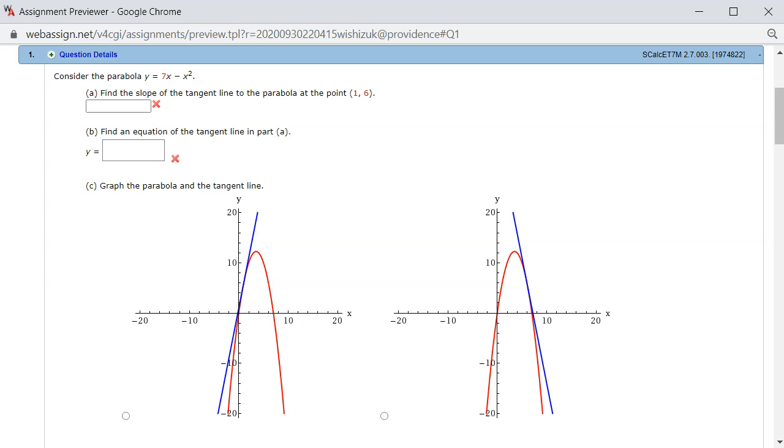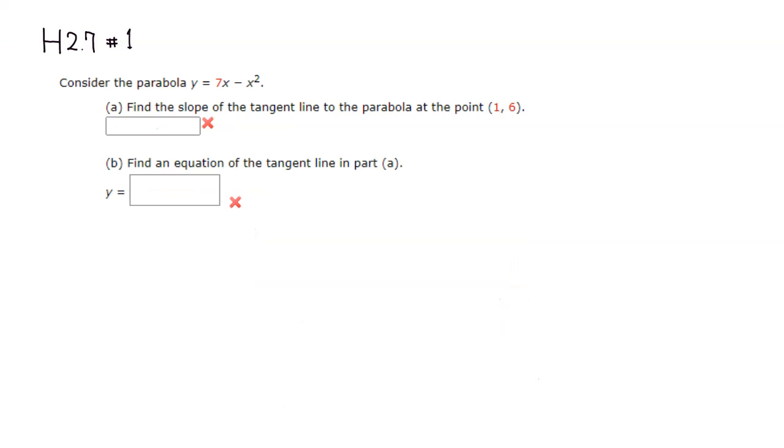All right, let's look at homework 2.7, problem number 1. We have a parabola, y equals 7x minus x squared, and we want to find the slope of the tangent line to the parabola at the point (1, 6). To find the slope, we need to find the derivative at x equals 1. So let's do that first.